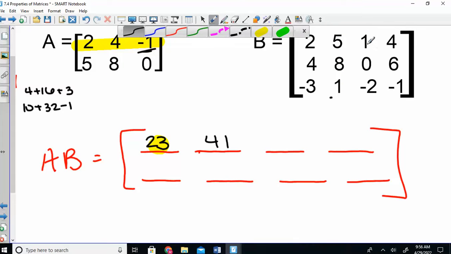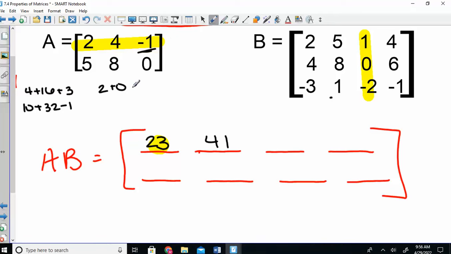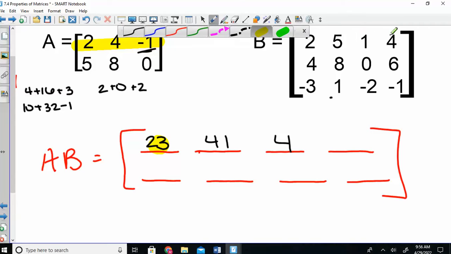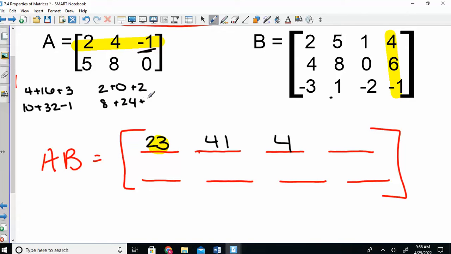So we move down the columns. So now I'm going to multiply by this column. So I have 2 times 1, 4 times 0, -1 times -2. Add those together and we get 4. Last ones. So 2 times 4, 8. 4 times 6, 24. -1 times -1 is +1. And we get 33. Everybody with me so far?